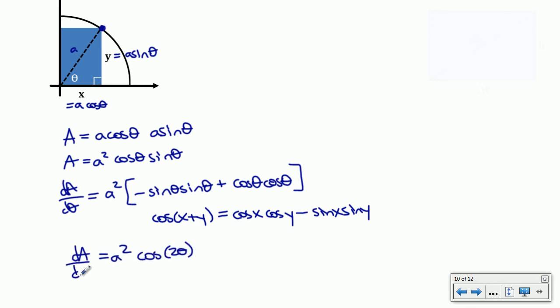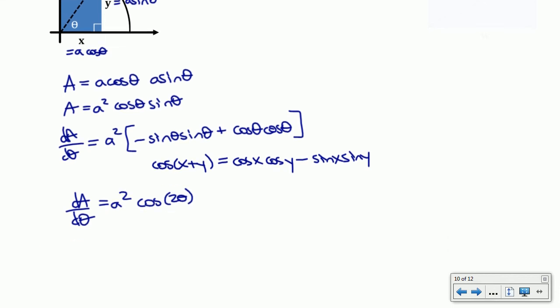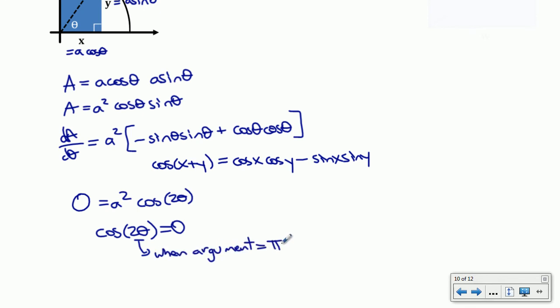Now dA/d theta is equal to that, and I need to set dA/d theta to 0 to figure out where my maximum should be. So set that equal to 0, and if I get rid of this a squared, I need to come up with a situation where cos of 2 theta equals 0. Now this equation is true when the argument is pi over 2. So I need 2 theta to be equal to pi over 2, and if I solve further for theta, I get pi over 4. So that's my critical value for theta.